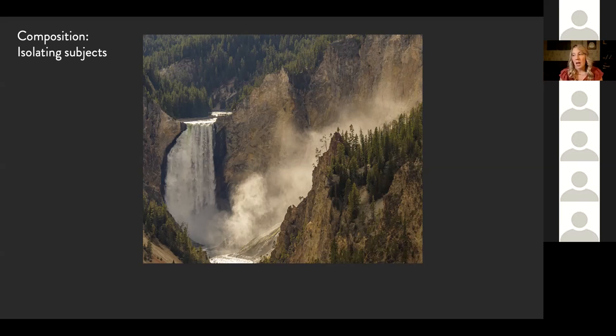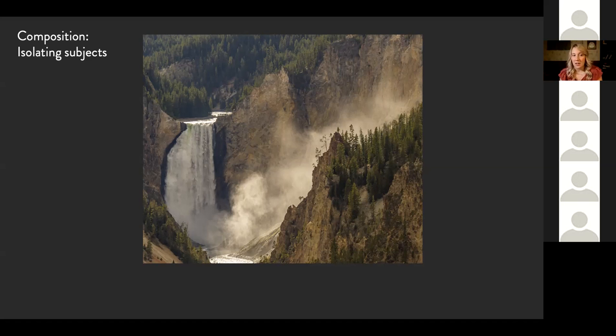So here we have the lower falls in Yellowstone National Park, a very commonly photographed scene. This was last fall, and we arrived probably about 2 p.m. and it was a clear blue sky day. And the sun was highlighting not the steam, but the mist coming up from the base of the waterfall. And I liked the way it was traveling behind these trees. So I decided to play with the scene.